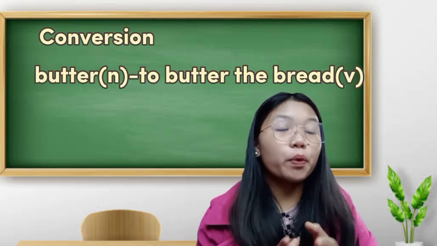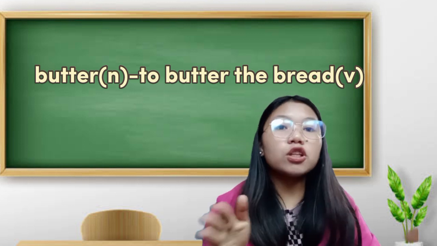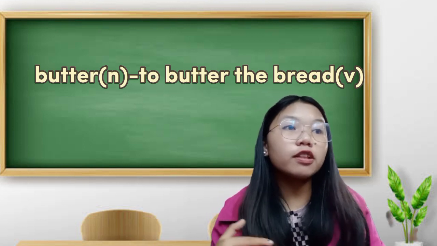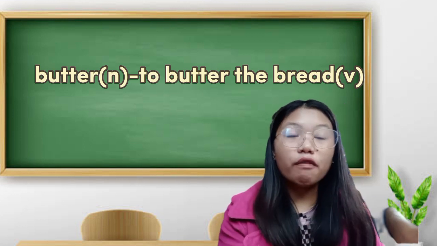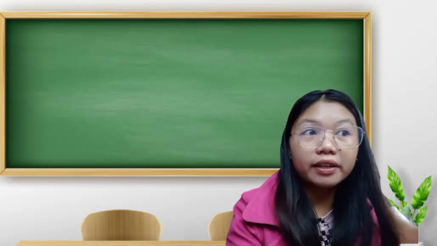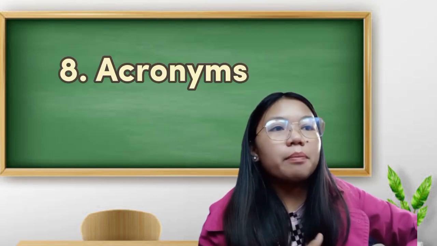Say, for example, the word butter. It is a noun, right? But you are going to use it in a sentence in a different way. Say, to butter the bread. That is now a verb. To butter the bread. So, the eighth word formation process is acronym.